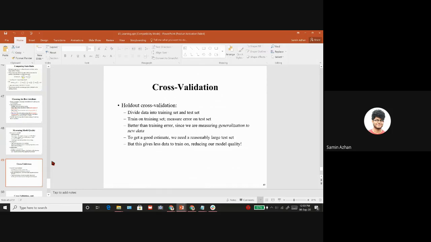One of them is called holdout cross-validation. What it says is that we should divide data into training sets and test sets. What that means is that let's say you have 1,000 rows of data. Holdout cross-validation means that you shouldn't use all the data to train. You should split the data and create a training set and a test set. The training set is for training, and to measure the error, we have to use the test set.